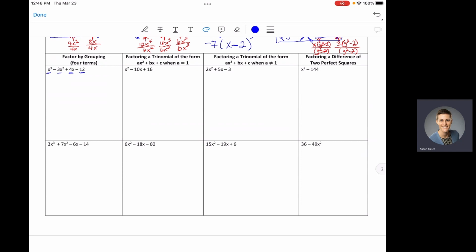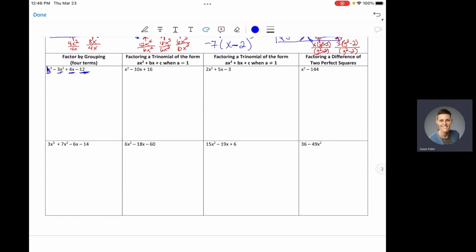First thing you're going to do is look to see if there's a greatest common factor that comes out. So you'll look at your numbers: 1, 3, 4, and 12. What's the largest number that divides all of those? Because we have a 1 here, that means 1's the largest number. And what about the variables? We have an x to the third, an x squared, an x, and then no variable at all here.